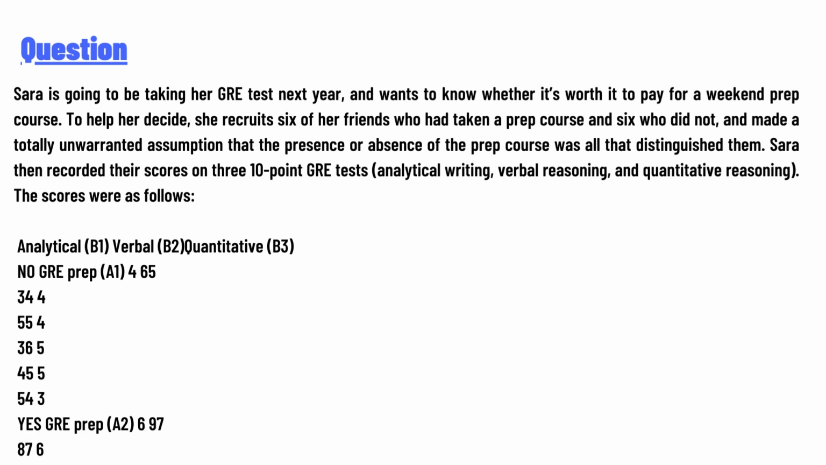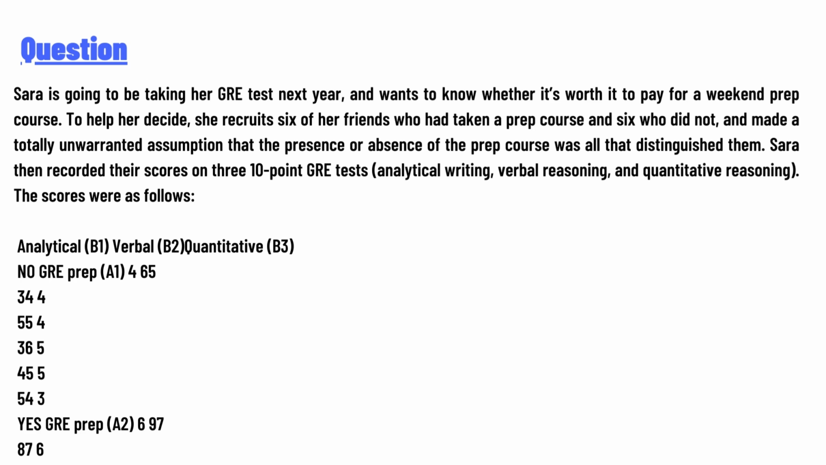She recruits 6 of her friends who had taken a prep course and 6 who did not, and made a totally unwarranted assumption that the presence or absence of the prep course was all that distinguished them. Sara then recorded their scores on the 3 sections of the 10-point GRE test. The scores were as follows: Analytic B1, Verbal B2, Quantitative B3, no GRE prep A1: 4 6 5.